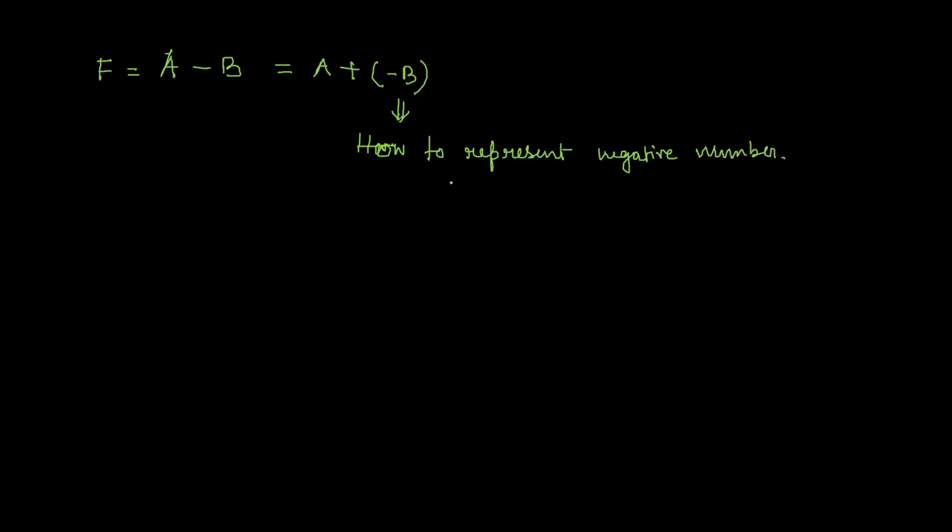Now there are two different ways to represent this. One is called the one's complement method, and another is called the two's complement method. One's complement and two's complement are very easy. If you see an example, I'm sure you will understand.